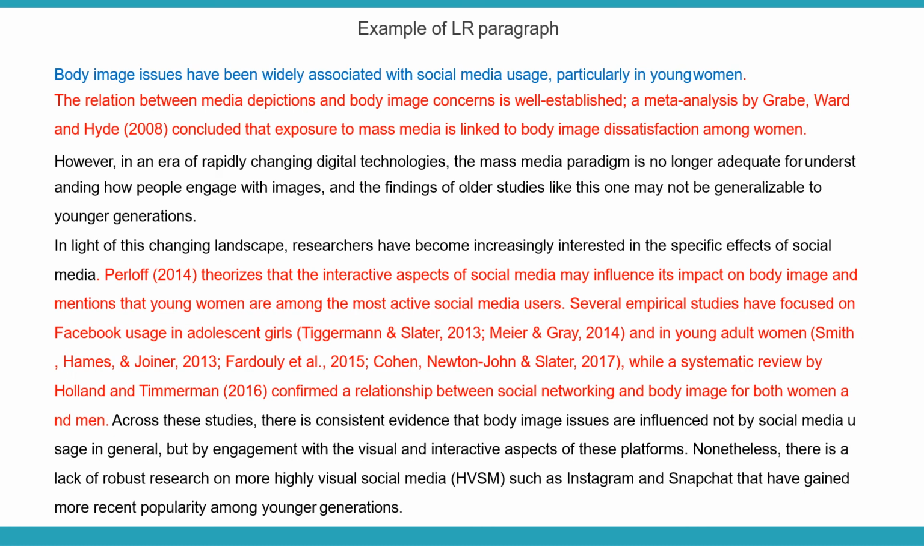Furthermore, et al. Kenapa kena ada et al? Et al ni sebenarnya macam and the co-workers lah. Okay. Dia ada kumpulan dia tapi kumpulan dia lebih daripada 3 orang. So, kita sebut nama pertama sahaja. Selebihnya tu kita tak tulis, kita tulis et al. Okay. Kalau dia ada 3, kita masukkan 3 nama. Cohen, Newton-John and Slater.